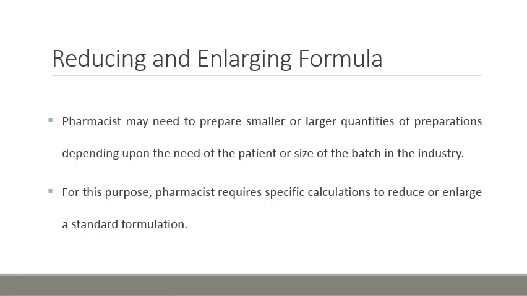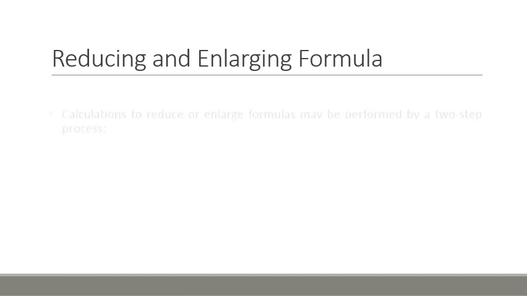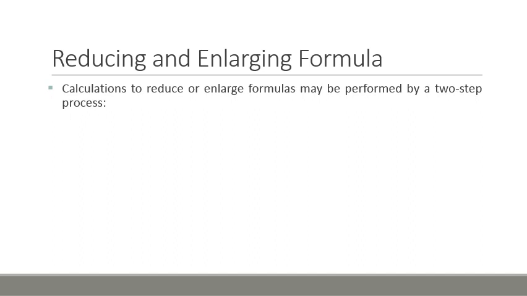In the official compendia, there are standard sizes of batches, and pharmacists may need to prepare smaller or larger quantities of preparation depending upon the need of the patient or the size of the batch in the industry. For this purpose, a pharmacist requires a specific calculation to reduce or enlarge the standard formulation. The calculations for reducing or enlarging the formulas, or the standard size of the batch, can be done by a two-step process.